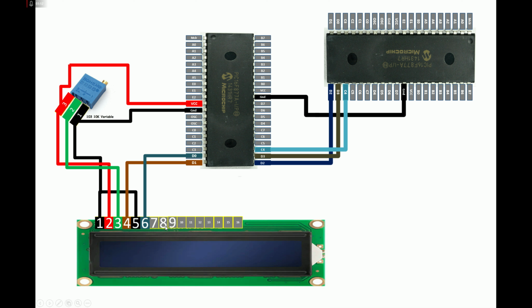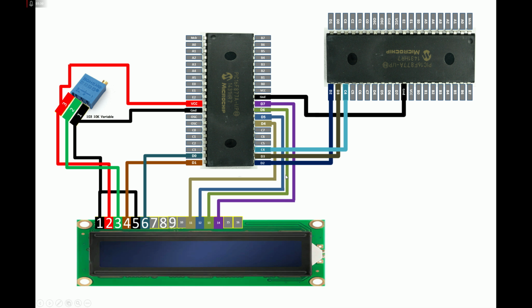Leave pins 7, 8, 9, 10. Directly go to pin number 11, that is data pin 4 of your LCD. Connect it to any available digital input output pin or a GPIO pin. I'm going to use the D4 pin. For LCD pin number 12, I'm going to use D5. For LCD pin number 13, I'm going to use D6. For LCD pin 14, I'm going to use port D pin 7 of my PIC16F877A microcontroller like this.